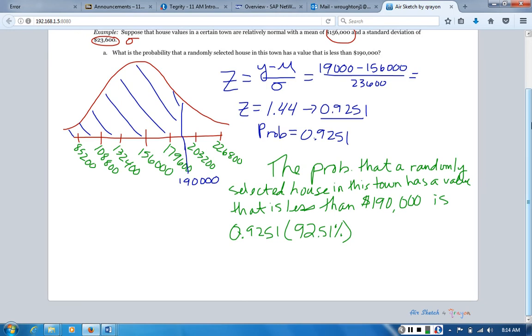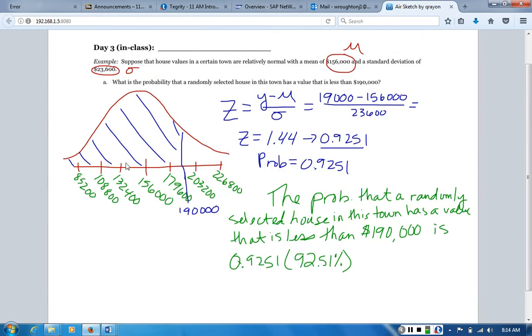One thing that's great about drawing the picture is I can already see two different things from it. One, my picture is shaded left and my table is shaded left, so I already know I don't have to use any of the rules that I learned on this one. I can also tell you that my answer is going to be bigger than 50%. If I had everything just to the left of this 156,000 shaded, it would be 50%, so I have more because I have this piece over here as well.